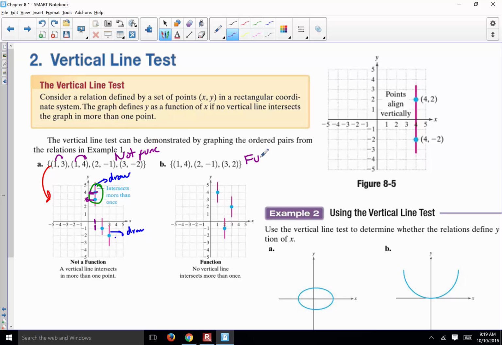This second one is a function. There are 3 dots. I plot them, and each dot has its own separate vertical line. Every passenger is going to a unique destination. 2 is going to -1, 3 is going to 2. Everybody is fine. Okay? Alright?